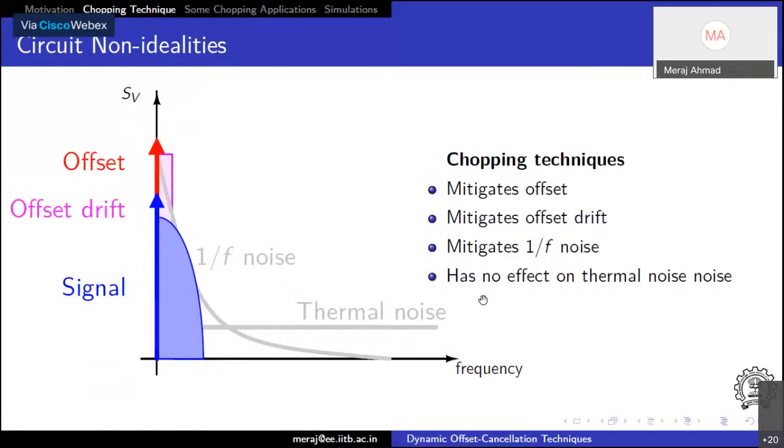The reason is that thermal noise is flat, and if you multiply by a square wave, you will get the same spectrum. This math is easily available in any RF books. If you refer to Razavi's, he has explained well that chopping doesn't affect the thermal noise.